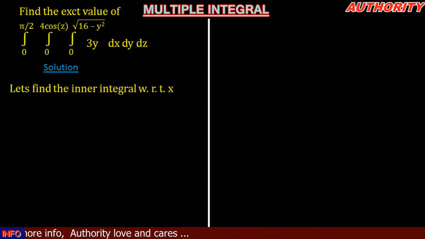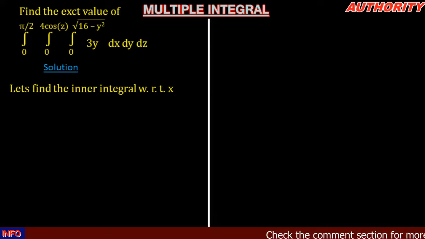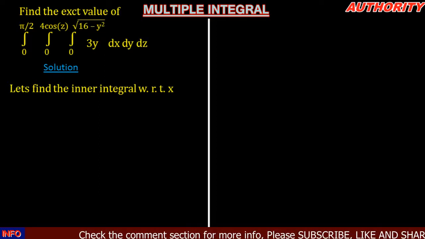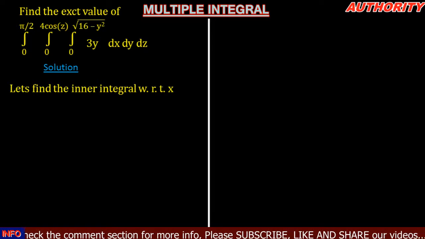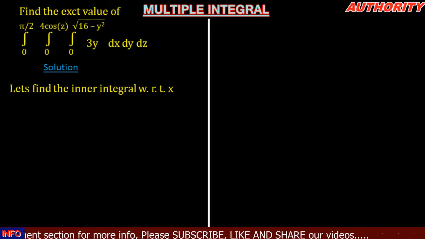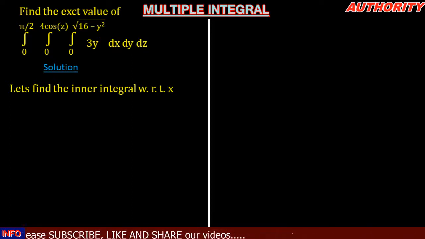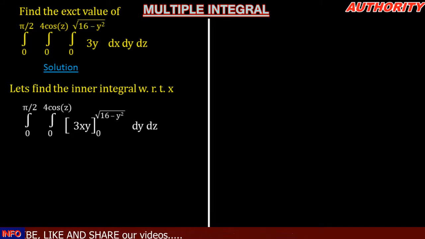So the inner part, which is with respect to x, is the integral over the region 0 to the square root of 16 minus y squared of 3y dx. So this is what we are going to integrate with respect to x, and then plug in the upper limit minus the lower limit. Now when we integrate 3y with respect to x, that means we treat y as a constant, then introduce x. So the integral of 3y with respect to x is going to give us 3xy.